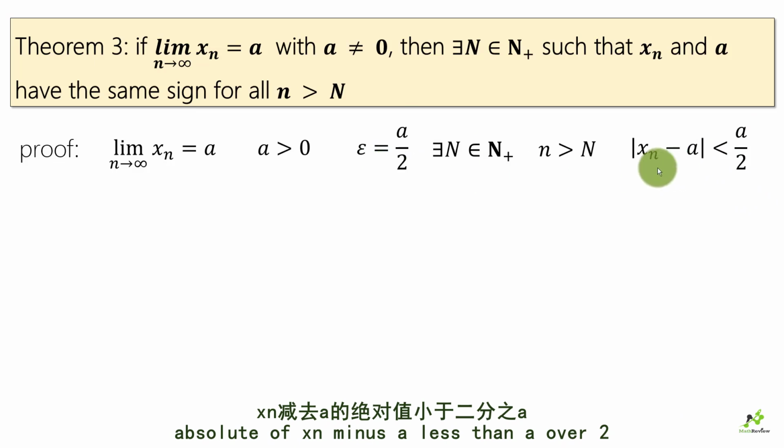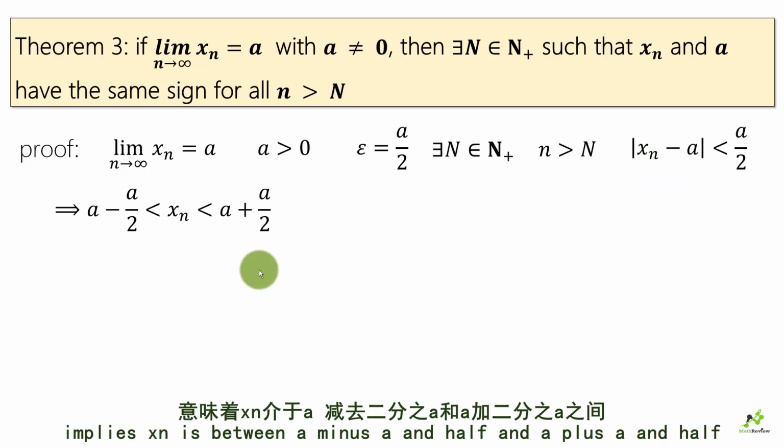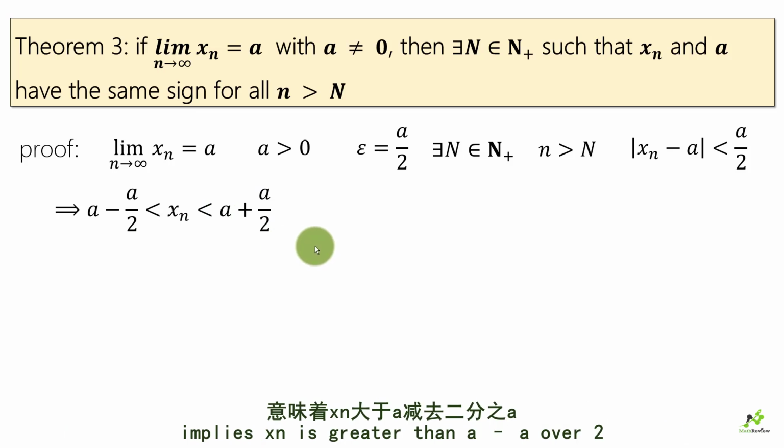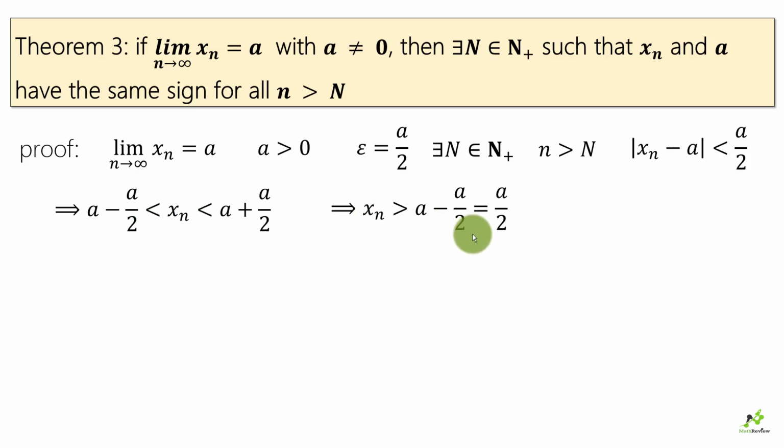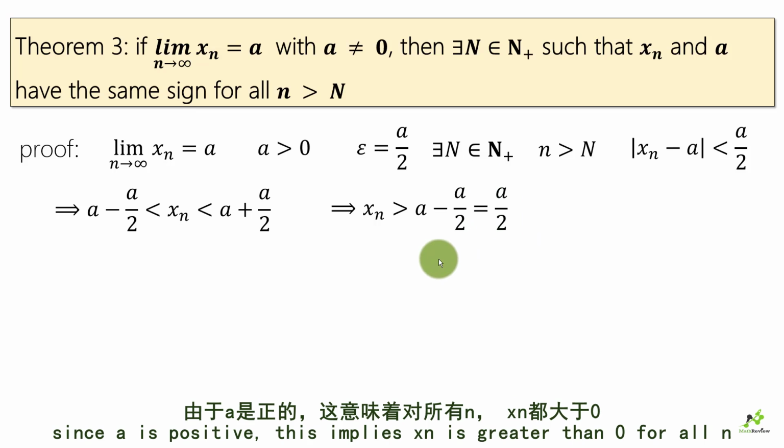The absolute value of xn minus a being less than a over 2 implies xn is between a minus a over 2 and a plus a over 2, which implies xn is greater than a minus a over 2, which equals a over 2. Since a is positive, this implies xn is greater than 0 for all n greater than N.